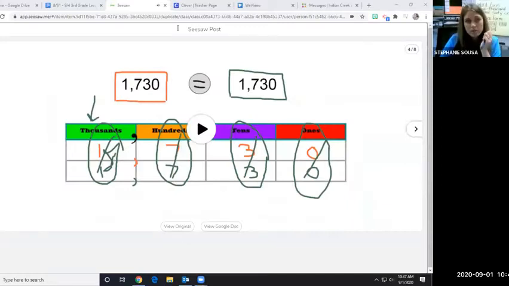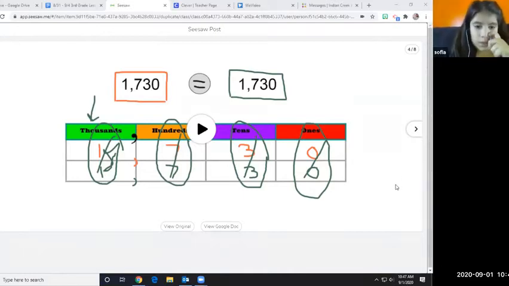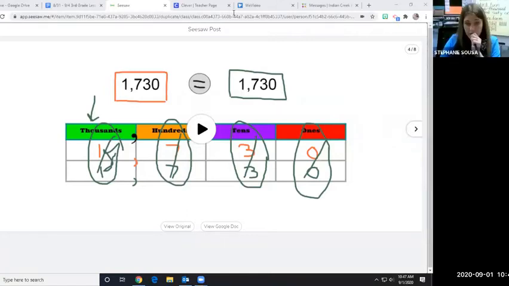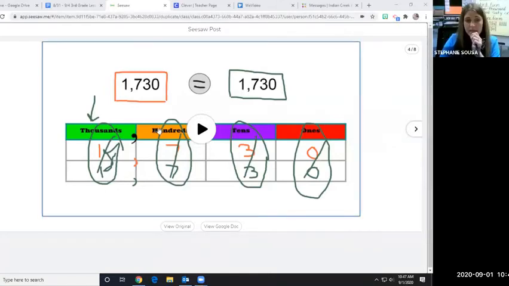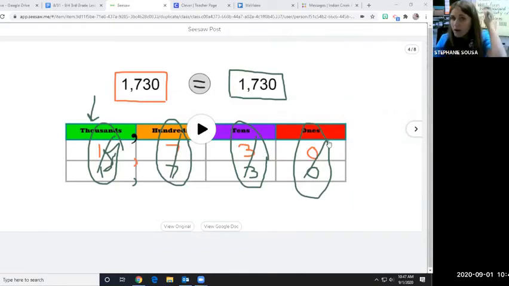Any questions on this one before we move on? How to determine if numbers are equivalent? Looking at every place value to prove that they are the same. Yes, Sophia. They're the same. That's correct. They are the same. And we're able to see that because we lined up the thousands, hundreds, tens, and ones, and they all had the same numbers in the digits. That's correct. Awesome.